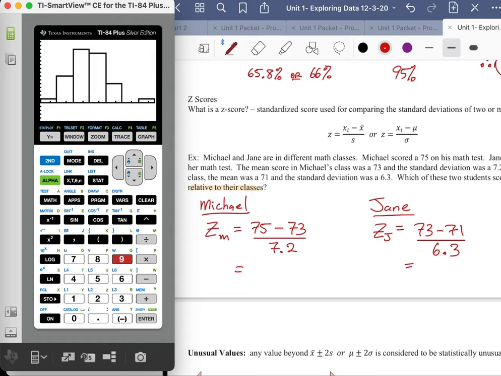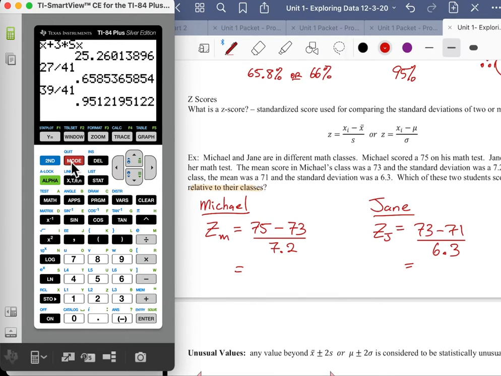So in both cases, they scored two points above average, but it's going to bear out differently because of the spread of the data. So for the first one, it's 2 over 7.2. And for the second one, it's 2 over 6.3. All right, so we're looking at about 0.278 and 0.317. So our conclusion here, I mean, it's only a slight difference. It's not, you know, anything otherworldly, but it is enough to say that Jane performed better relative to her class.